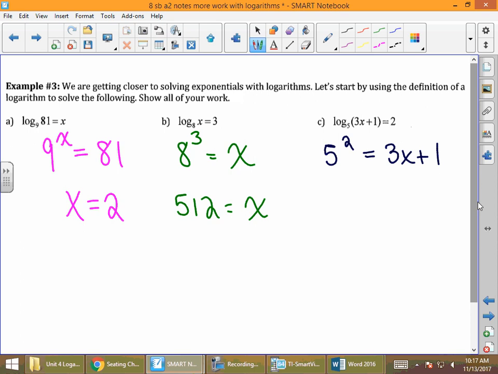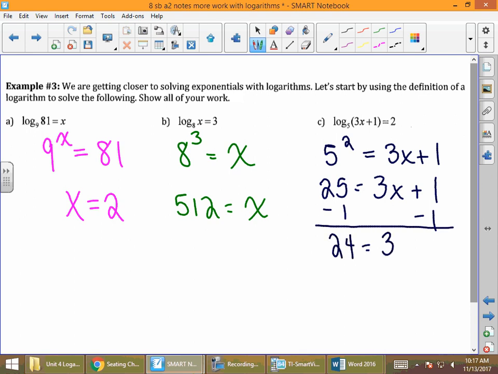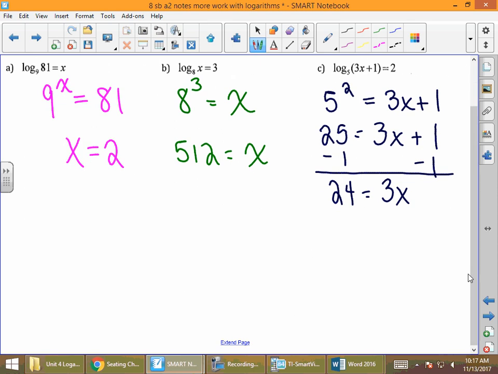And we have to do a little bit more work on this one to solve, but we use our equation-solving techniques. 5 squared is 5 times 5, which is 25, equals 3x plus 1. Well, ultimately what we're trying to do is figure out what x equals. So we're going to subtract 1 from both sides, and we get 24 equals 3x. And 3 times x, well, our inverse operation is to divide by 3. And we end up with x equals 8.